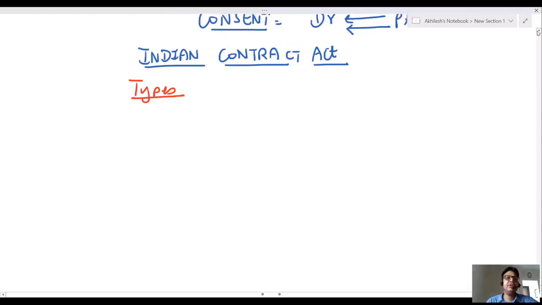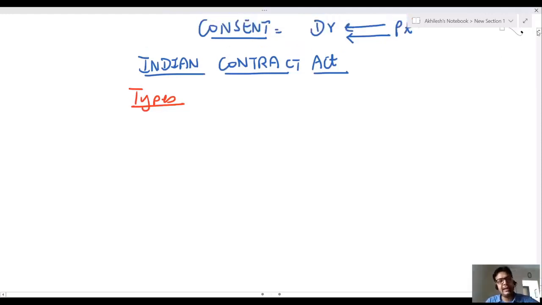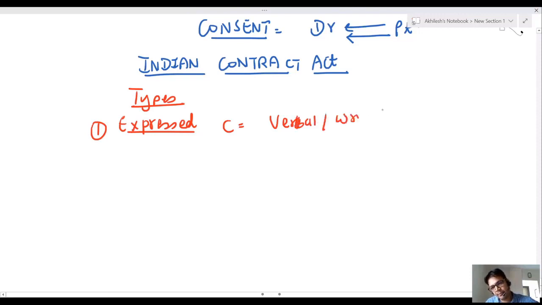Consent is a relation between doctor and patient. Doctor takes, patient gives. The first consent is express consent. It is of two types: verbal or written. If you say something verbally, this is express. Or if you're writing, yes sir, I'm ready, this is also an express consent.